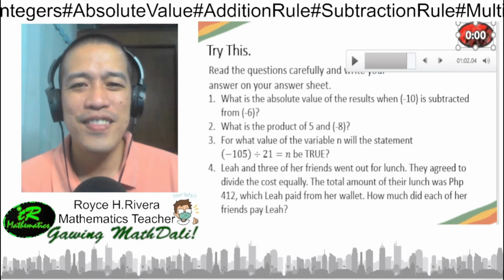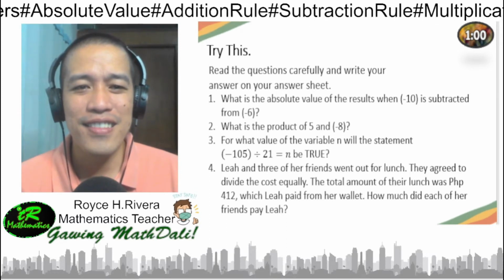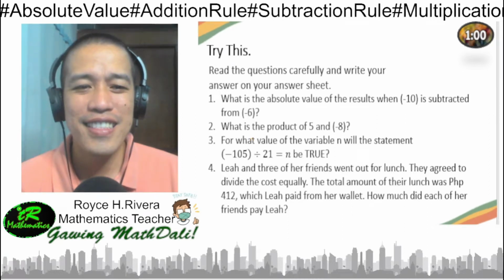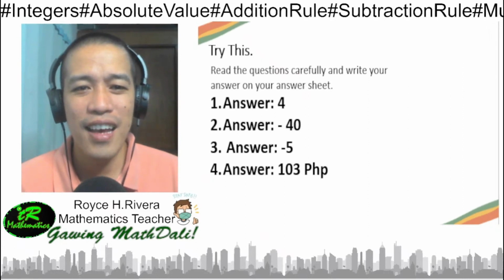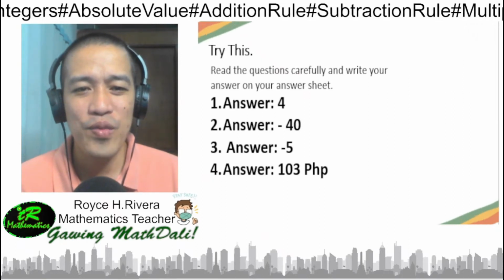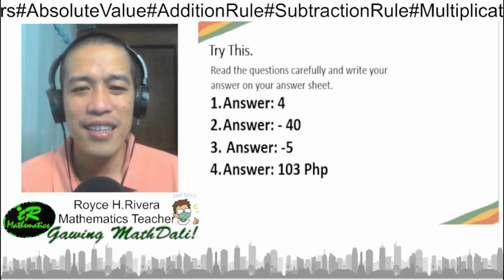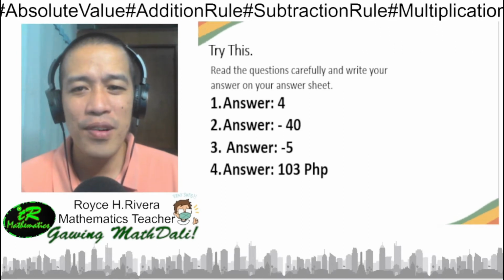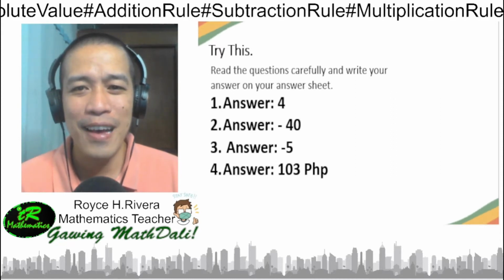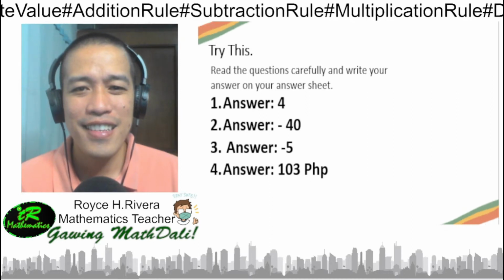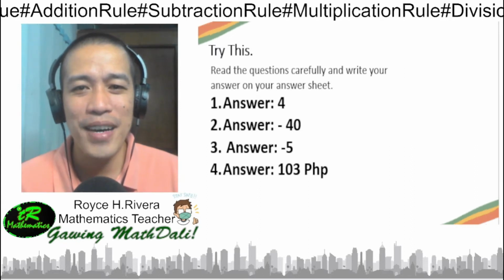Time's up. Ngayon, tingnan natin kung tama ang inyong mga naging sagot. Here are the answers. Number 1, the answer is 4. Number 2, the answer is negative 40. Number 3, the answer is negative 5. And number 4, the answer is 103 pesos. Nakuha nyo bang tama ang lahat ng mga items? Kung hindi naman, aalamin natin kung paano nakuha ang mga sagot na ito.